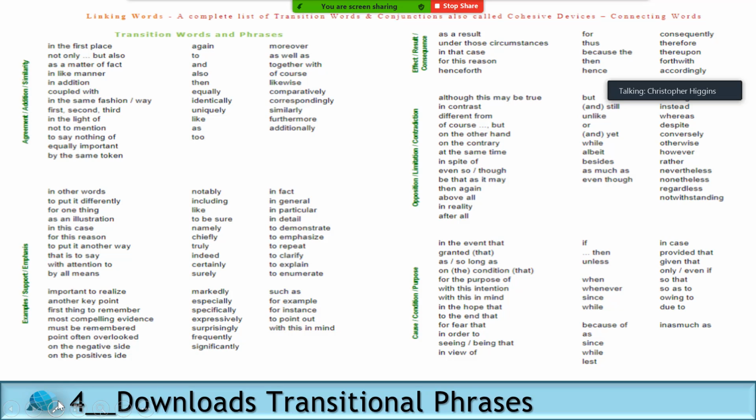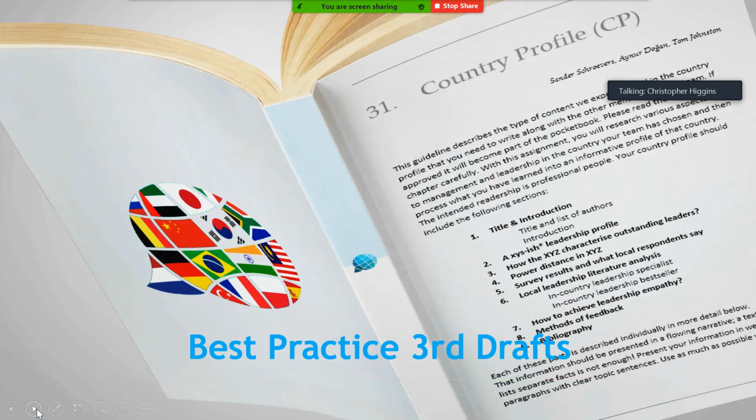Conversely, otherwise, however, rather, nonetheless, notwithstanding, in light of this, not to mention, and so on. So many examples there. Have a look at these and look for ways in which you can use them in your CP to keep things fresh. So try not to use the same sort of phrases over and over. Find different ways of making things feel fresh, okay?